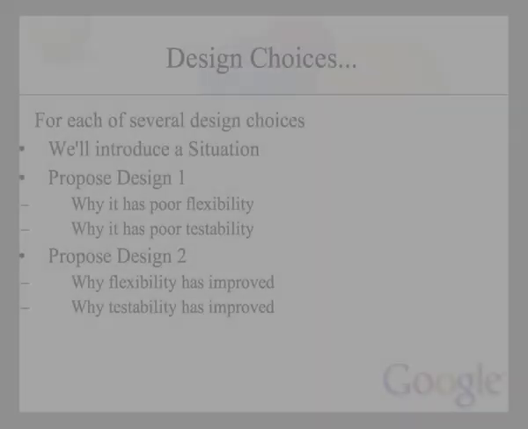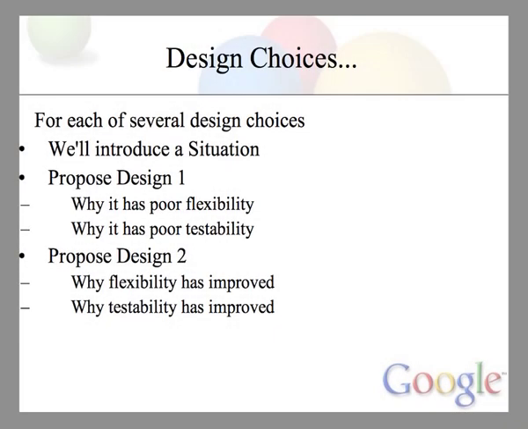So as we proceed here, what we're going to do is look at a series of common design choices that need to be made. For each one, we'll introduce a situation. We'll take a look at one possible design alternative that has poor flexibility and poor testability. We'll explore why, and then we'll introduce a second design alternative that improves both of these characteristics.